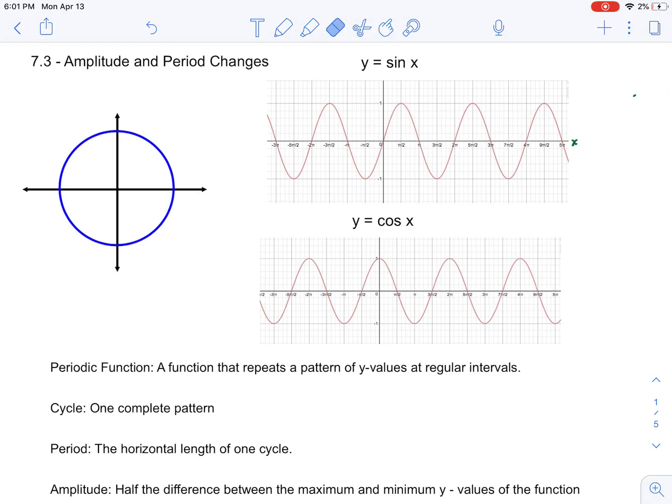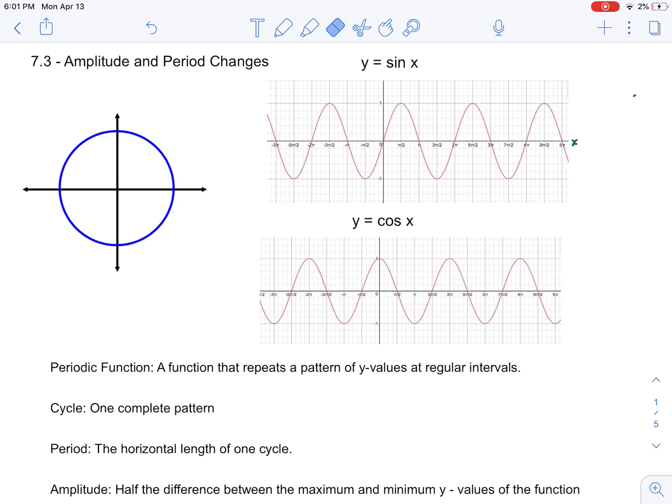Okay, so today we're going to work at 7.3, which is looking at sine and cosine graphs, and also changing the amplitude and the period. Tomorrow we'll do horizontal and vertical shifts. Today we're going to do horizontal and vertical stretches. So the first thing we want to do is look at the sine graph.